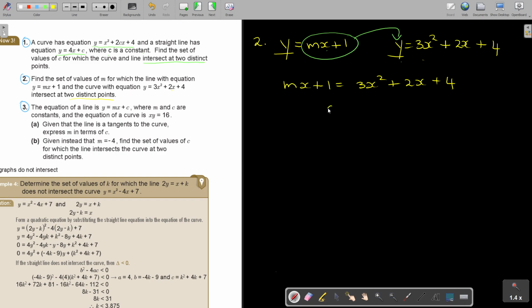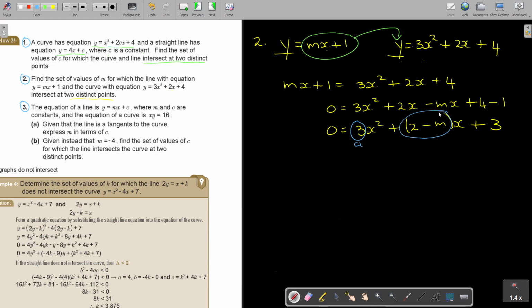Okay, then you take everything to one side, so 3x squared plus 2x minus mx plus 4 minus 1. So 0 equals 3x squared. It's nice if it's a plus, so 2 minus m. I take the x out as a common factor, and then it's going to be plus 3. And now, due to that 2 distinct points, remember, this is going to be A. You don't even have to do that. Again, I just do it for the video's sake.